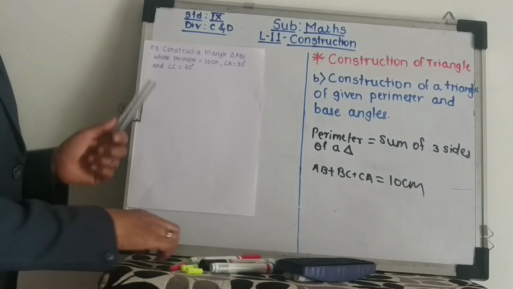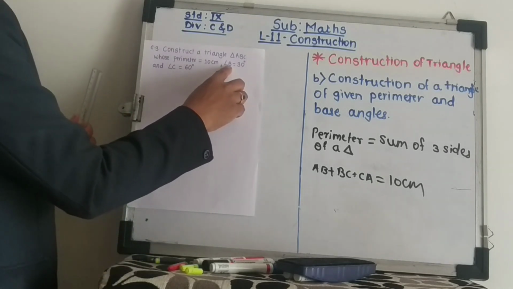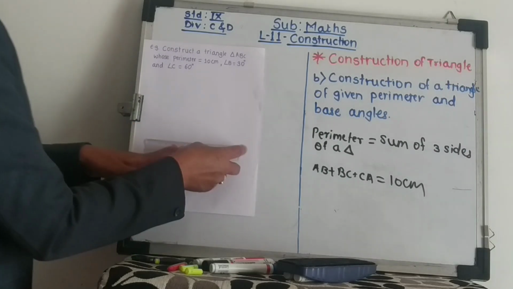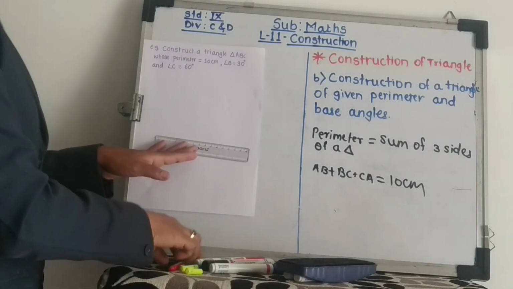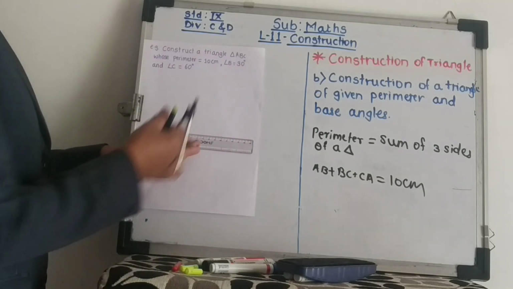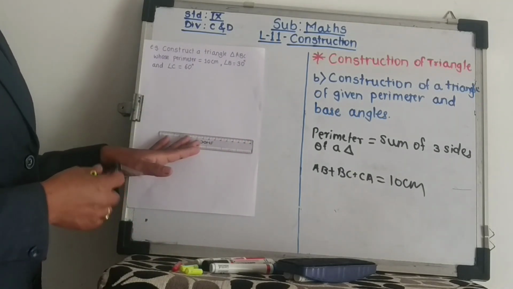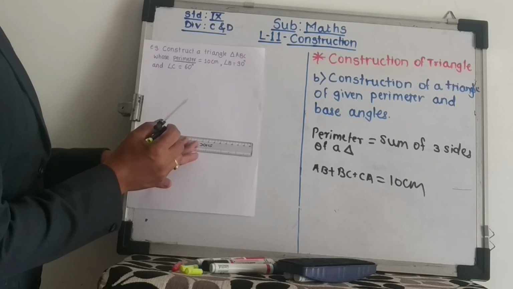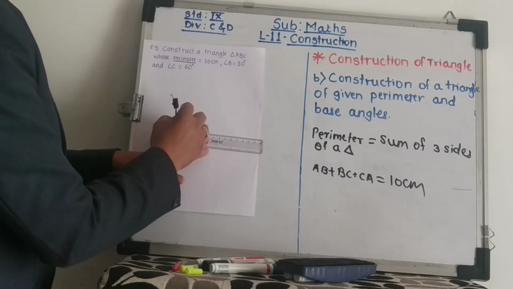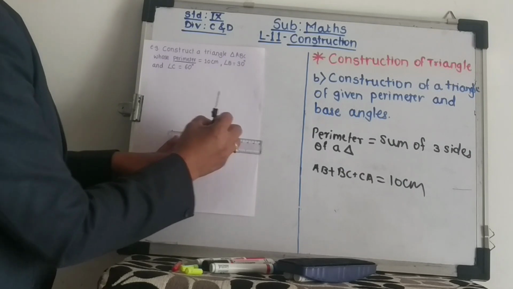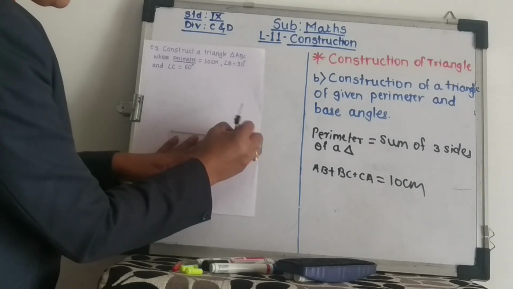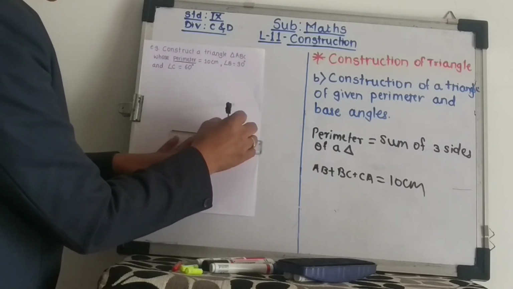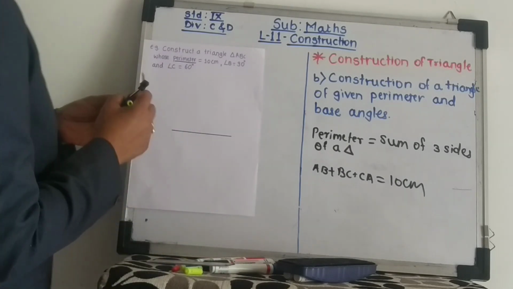So here we have one base angle of 30 degrees and a 60 degree angle we are going to construct. So first of all we will draw. Now when we draw the base side, we are going to draw the perimeter, whatever is given, 10 centimeter. See, I'm just marking here first a 10 centimeter distance. So 10 centimeter we got.